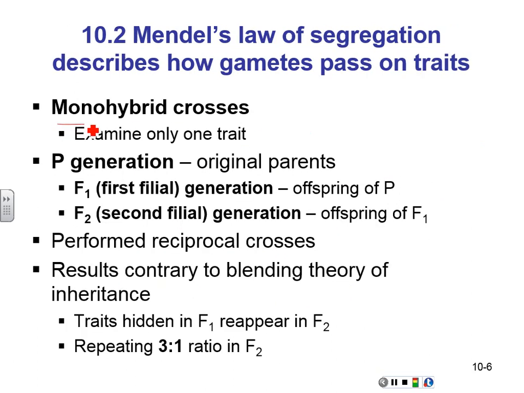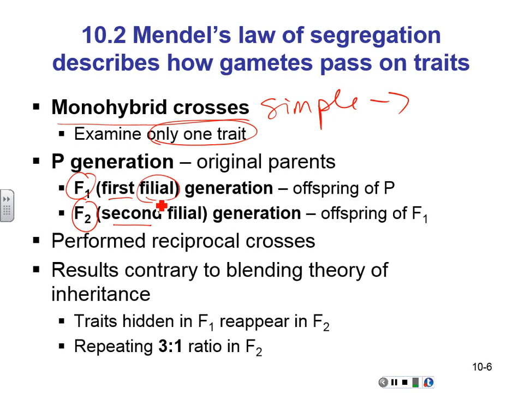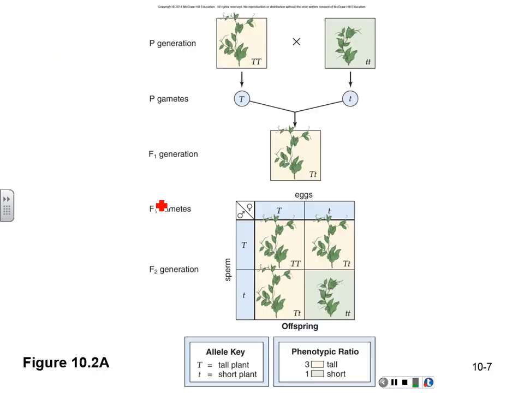So monohybrid crosses, this is what we're going to look at first. If we're just looking at one trait, we're going to start with simple, and then move our way to a little bit more difficult. You might see this F1, F2 generation. It just means first or second filial generation. That's why it's called F.